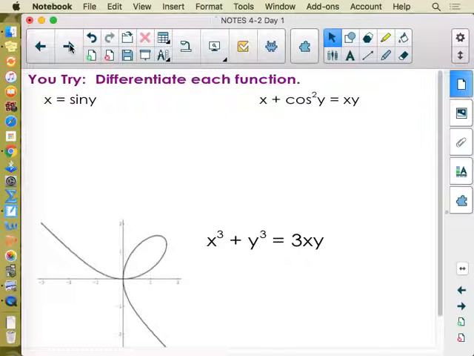So here's a chance for you to stop the video, try a few of these, and then come back to the video and see what you've got. So pause now, try a couple of these, and come back only to check them.